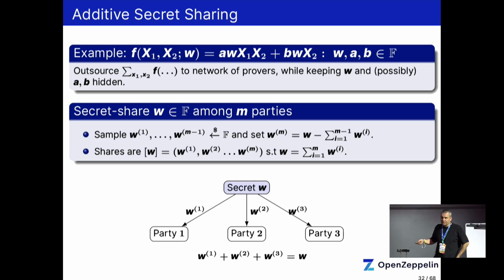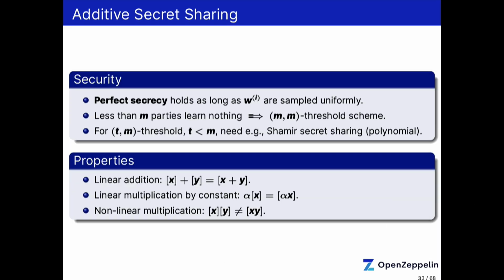A very natural way to split a secret value among, let's say, M parties is to randomly pick M minus 1 numbers from the field, uniformly random, and then the final mth value you compute by subtracting the sum of all the random values from the original secret value. The whole goal is that you end up with M shares such that when you sum them, you have your secret element W. So here you have the secret, you split it into, in this case, 3 elements, and you get your value.